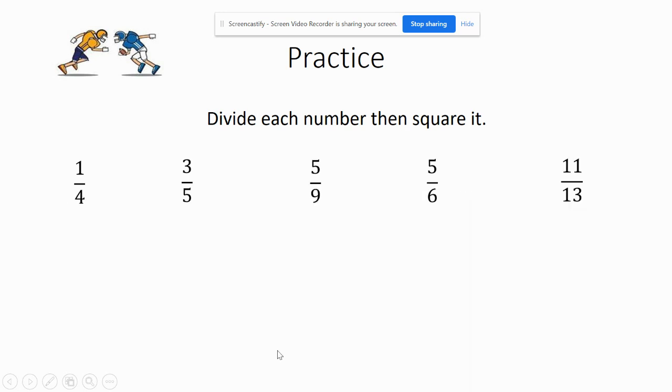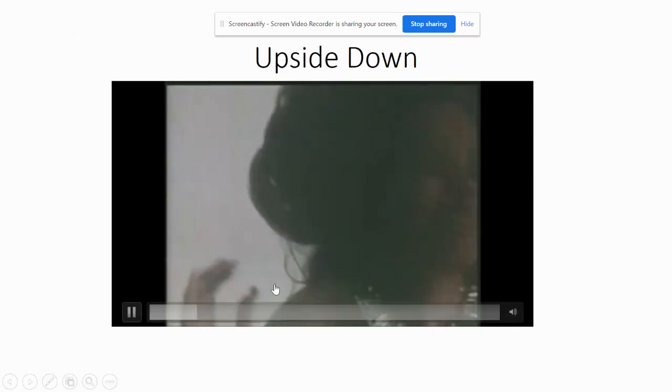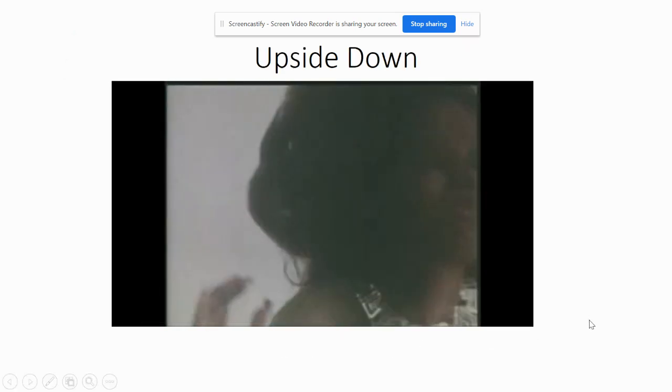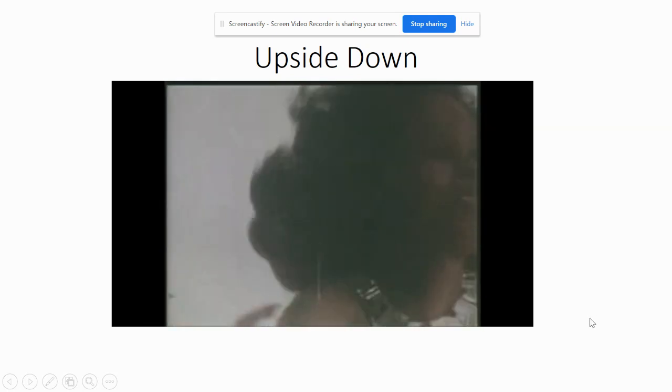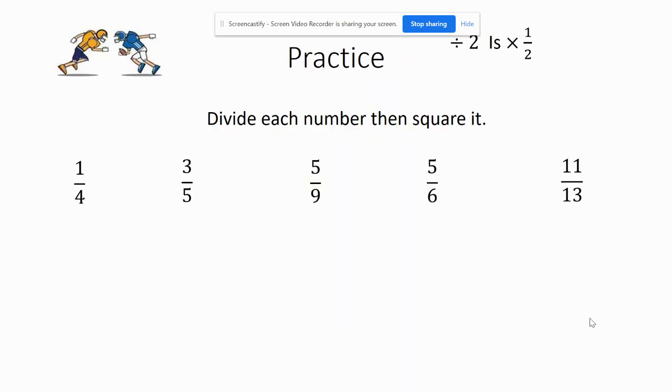But what happens when we have numbers like this? Well, think about this here. How do you divide fractions? When you divide by 2, we multiply by the reciprocal. We take 2 and flip it upside down where it's 1/2. So we're just going to take 1/4 times 1/2, which is 1/8. Now I will square that, which will be 1 times 1 is 1, and the 8 will be 64.